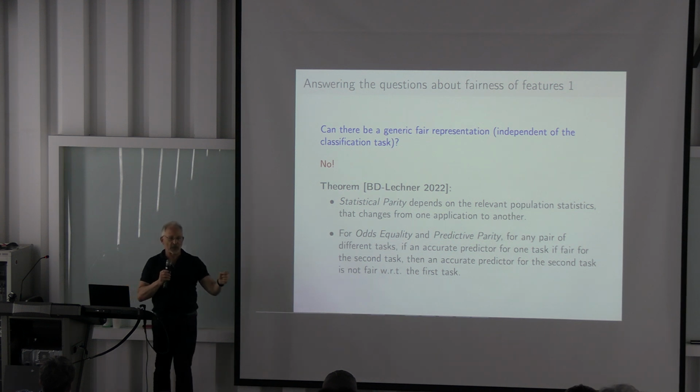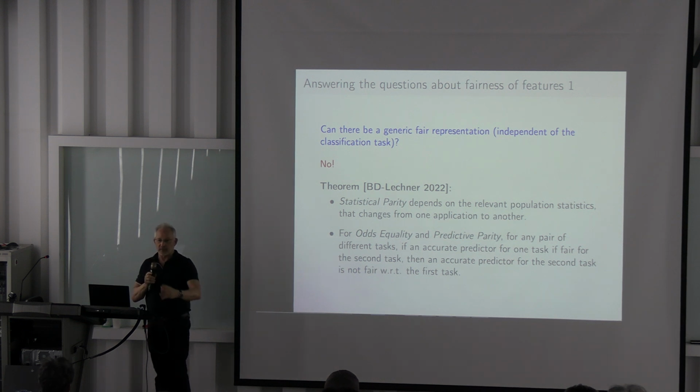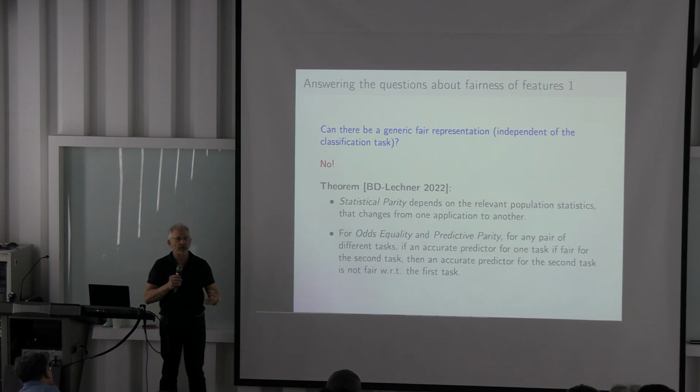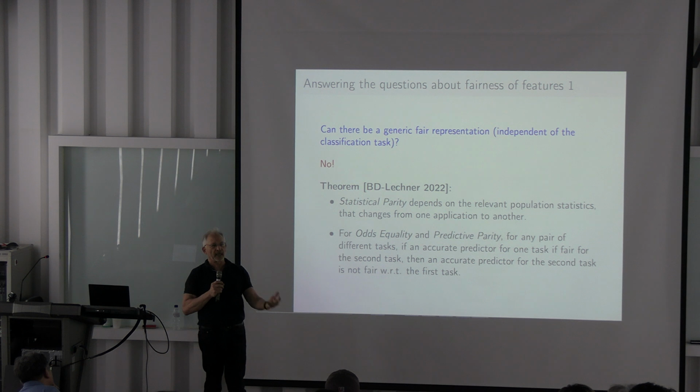When the task changes, when I want to accept them to computer science rather than to a different program, to medical school, to be fair, I cannot use the same features. Once the task changes, you cannot have features that will guarantee fairness, not only when the task changes, but also when the population that applies changes.